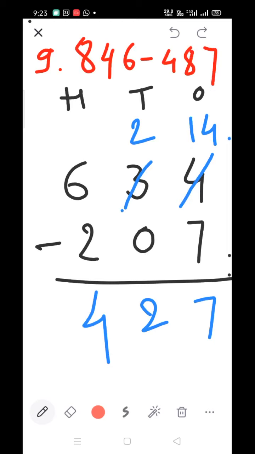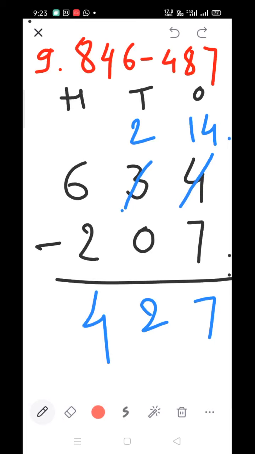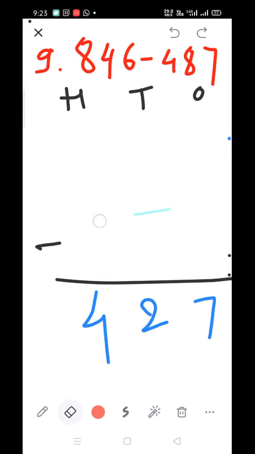487. G, 846 minus 487. ये जो सिंबल्स मुझे दिख रहा है ना आपके नेम के पीछे, नेक्स्ट टाइम से दिखे तो क्लास से निकाल दूंगी. I don't want to see such type of symbols that you are putting.